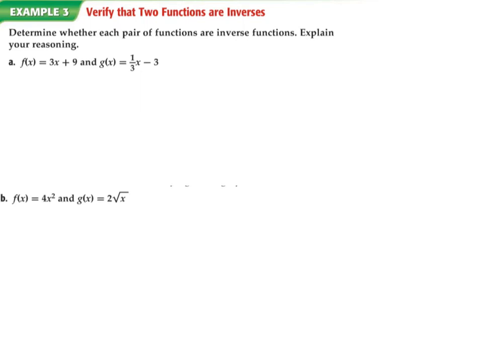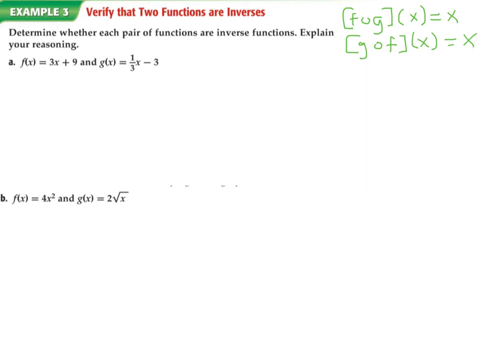In example 3, we're looking to determine whether each pair of functions are inverse functions, and we're going to explain why. In the key concept that you have in your notes, you can see that we can tell if these are inverses by using our key concept. We know that in order for them to be inverses, we have to have f of g of x equals x, and we also have to have g of f of x equals x. So we have to show this.